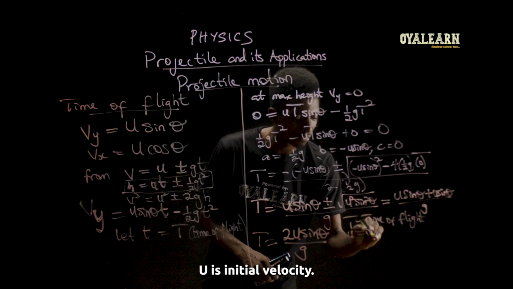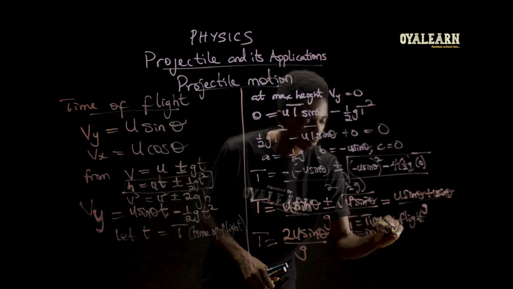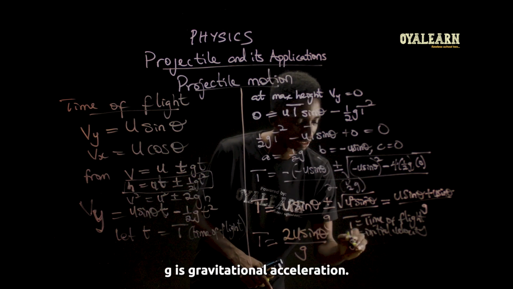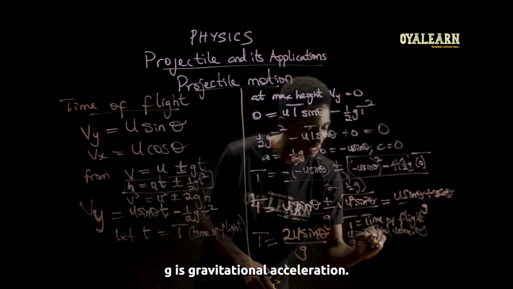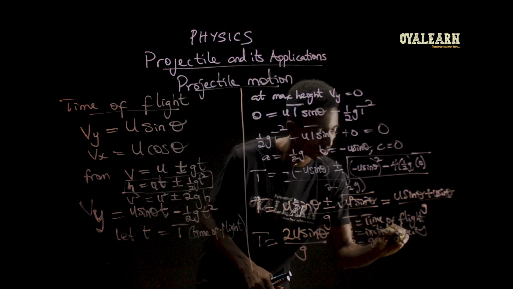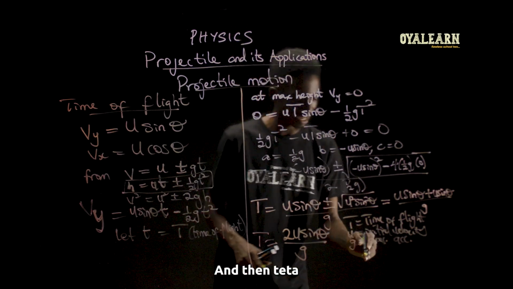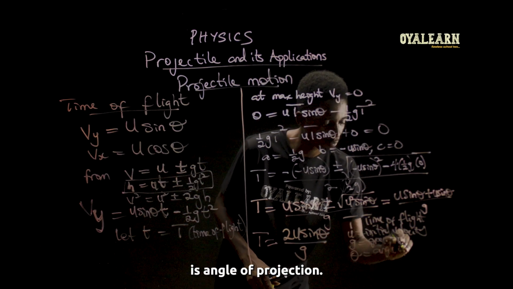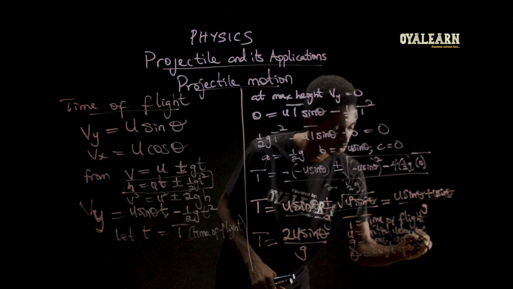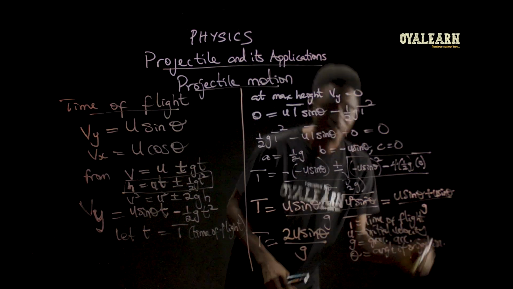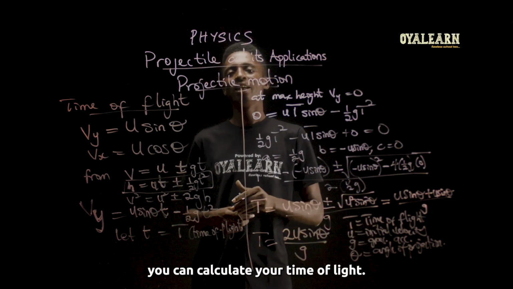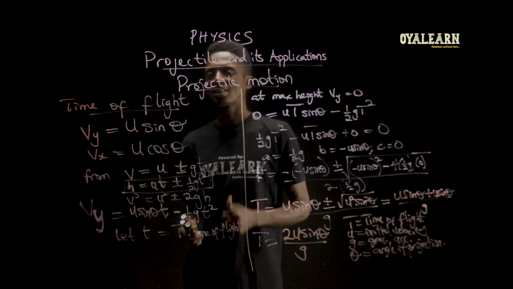u is initial velocity. Okay? g is gravitational acceleration. And then theta is angle of projection. And with just these 4 elements, you can calculate your time of flight.